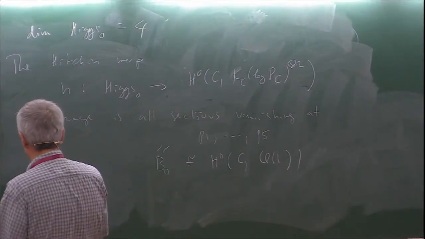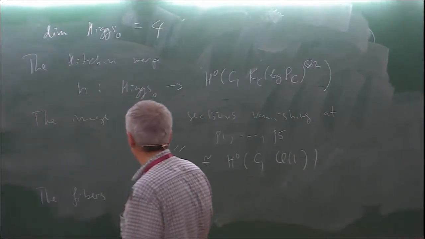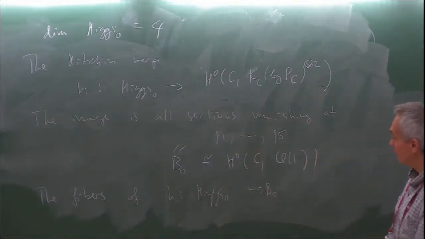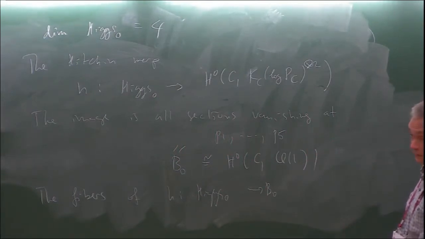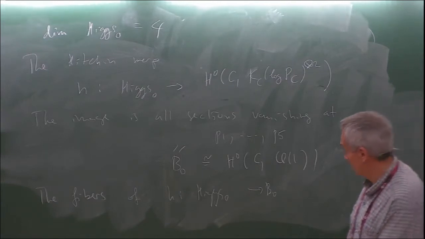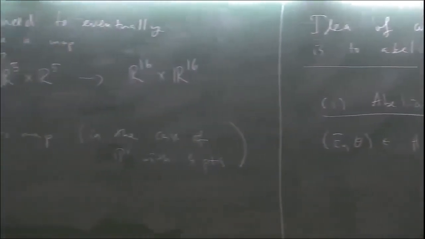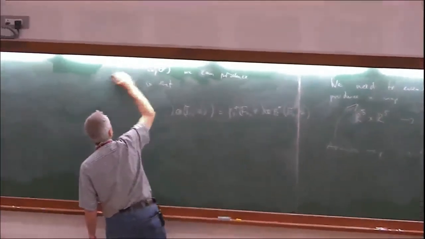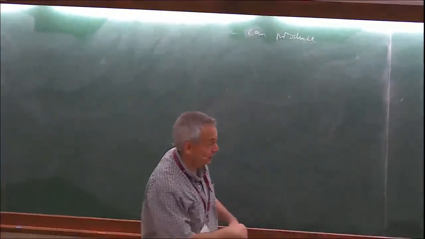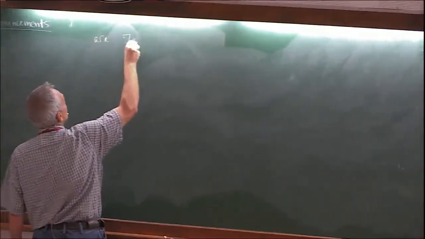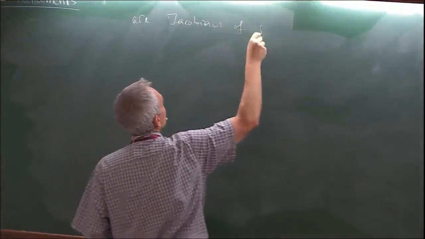The fibers of H going from Higgs0 to B0 are connected, and they are Jacobians of spectral curves. Well, literally they're Pryms, but the base curve is P1, so the Prym is actually a Jacobian. So the fibers are Jacobians of spectral curves.